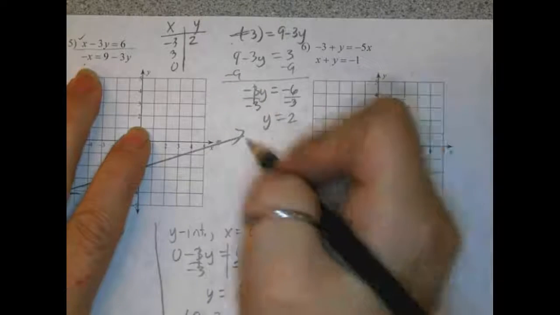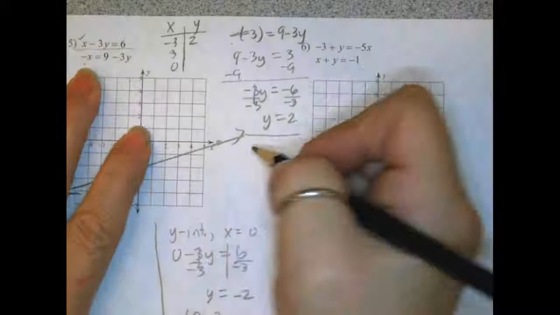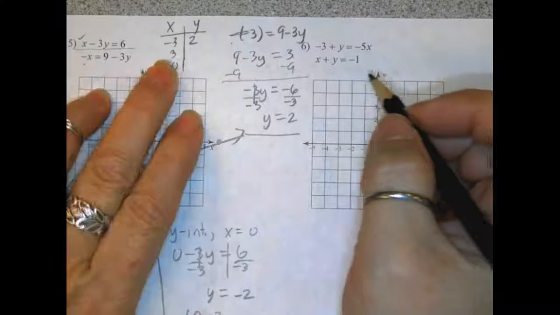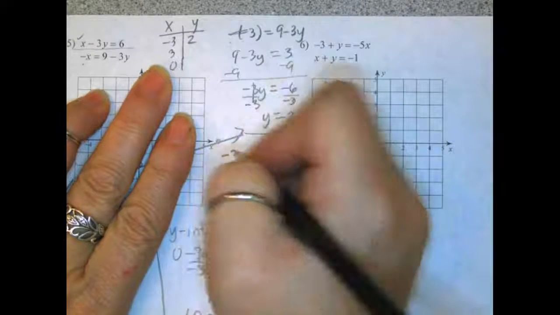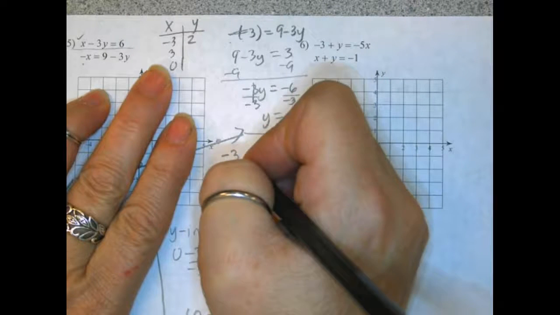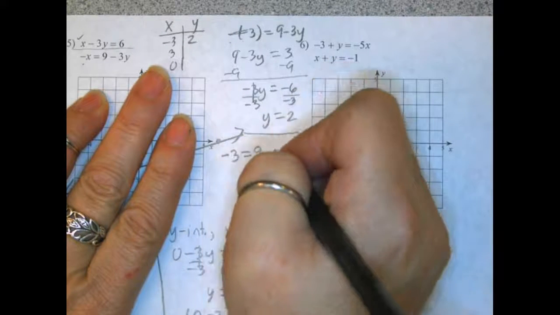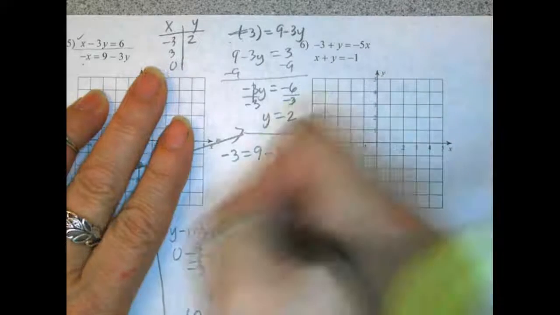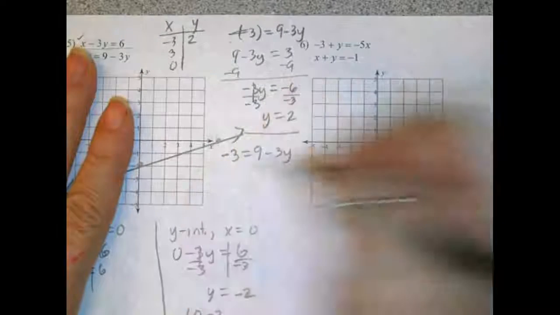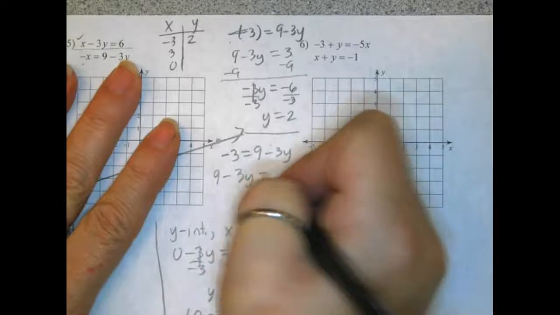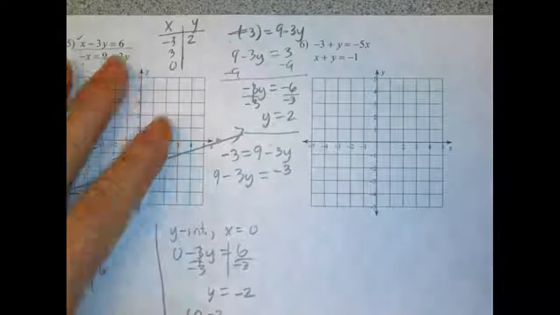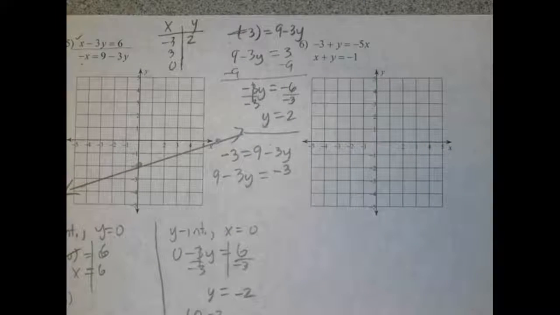My next problem, I'm going to go ahead and work on. I have negative x is equal to 9 minus 3y. This time my 3 is going to be a positive 3. But it's not a negative 3, so I can just write minus 3 is equal to 9 minus 3y. Once again, I'm going to switch my sides. So I'm going to say 9 minus 3y is equal to negative 3. I just like it better on that side.